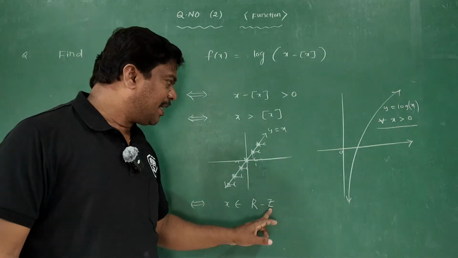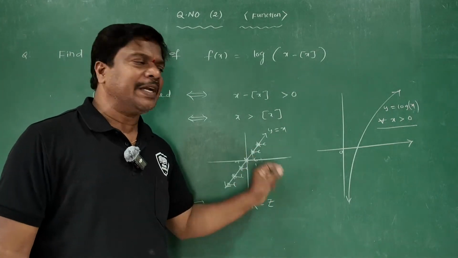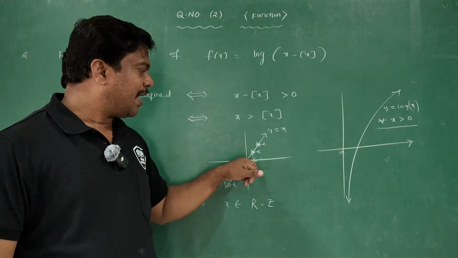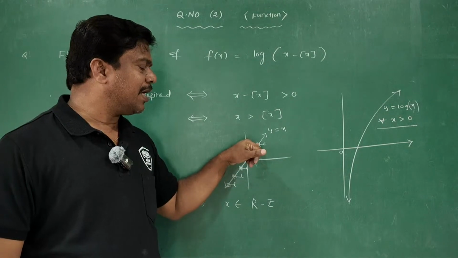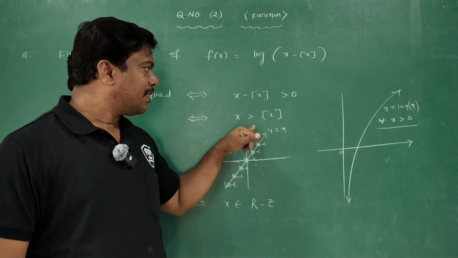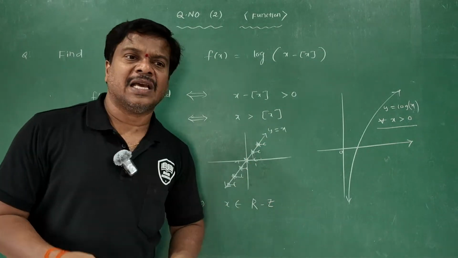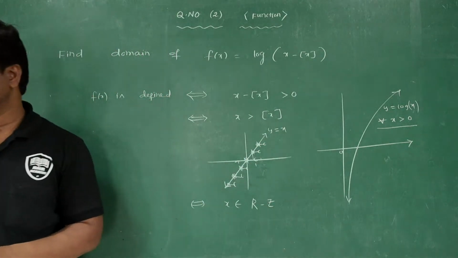Why we are removing integers is, when you put integer they are equal. At particularly 0 they are equal. At 1 also equal. At 2 also they are same. But there is no equality. Due to that reason integers are eliminated. Answer R minus Z.